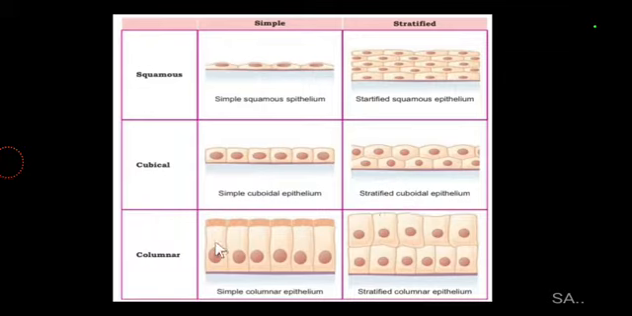The other epithelial tissue is columnar. As you see, they're found in the form of slender, long columns. Since it is a single layer, this is simple columnar epithelium. While here there are two layers of these columnar epithelium, so this is a stratified columnar epithelium. I hope that you've got this idea about the simple and the stratified.